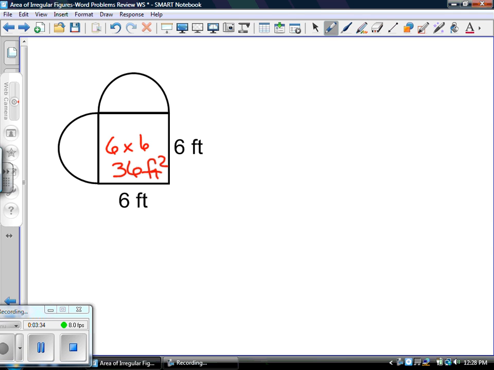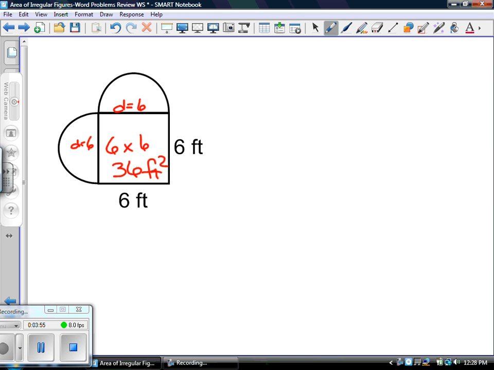You have a couple of things you can think of. First thing I notice here is I have two half circles that are both the same size. They both have diameters of 6. The reason I know that is because opposite sides of this square are equal, as well as all four of them. So we know that the diameter of each of these half circles is also 6.